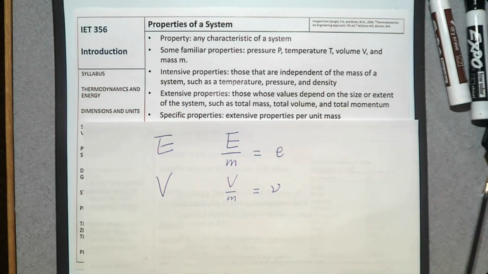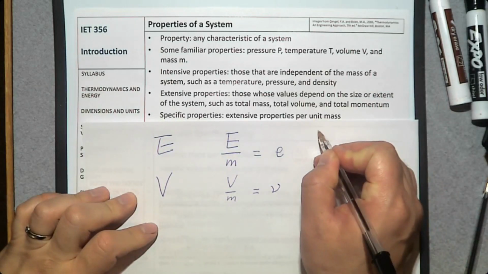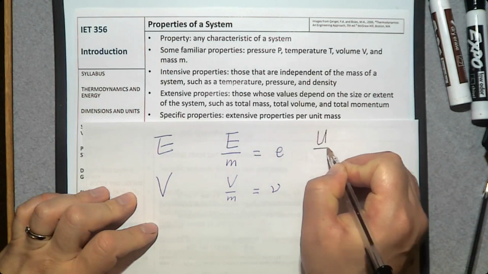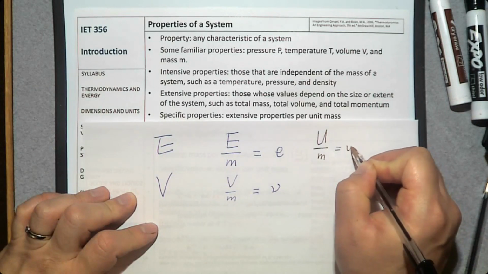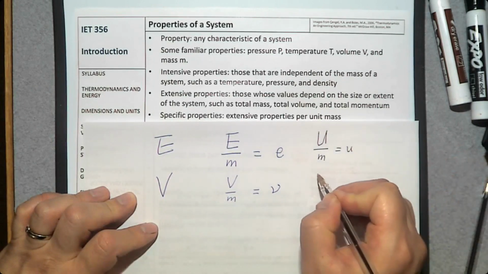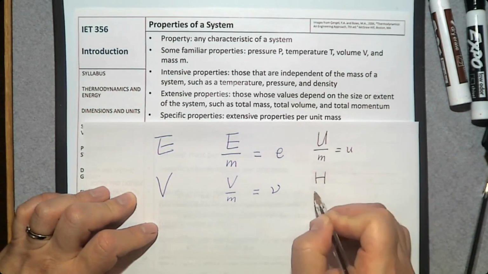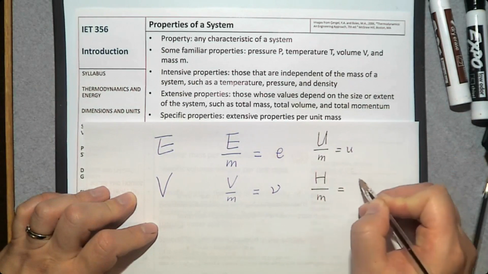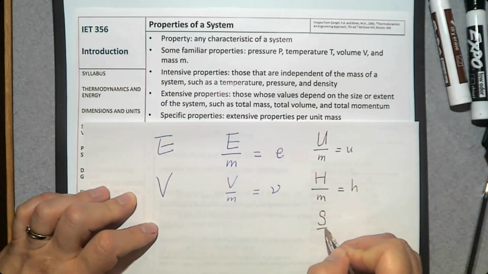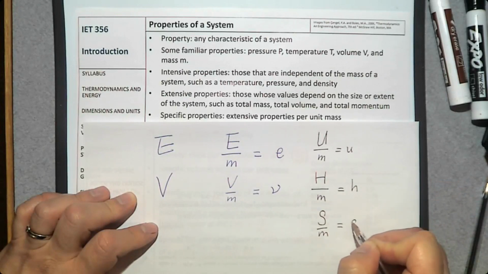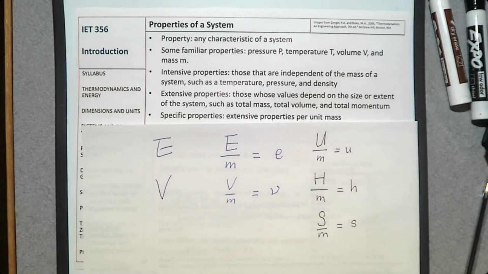Or internal energy, which you are going to study later. Actual internal energy is U; divided by mass, it becomes specific internal energy, lowercase u. What about enthalpy? Capital H divided by mass becomes specific enthalpy. What about entropy? S divided by mass becomes specific entropy. Okay?